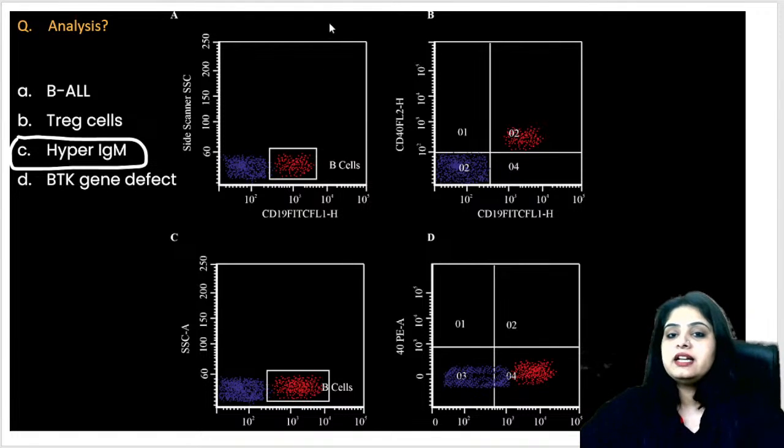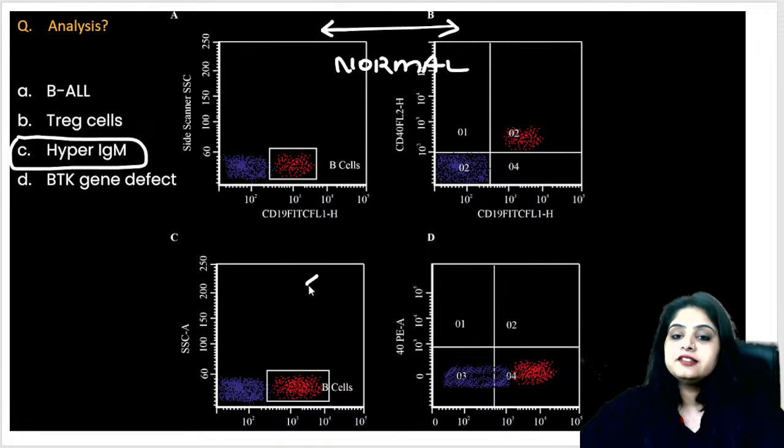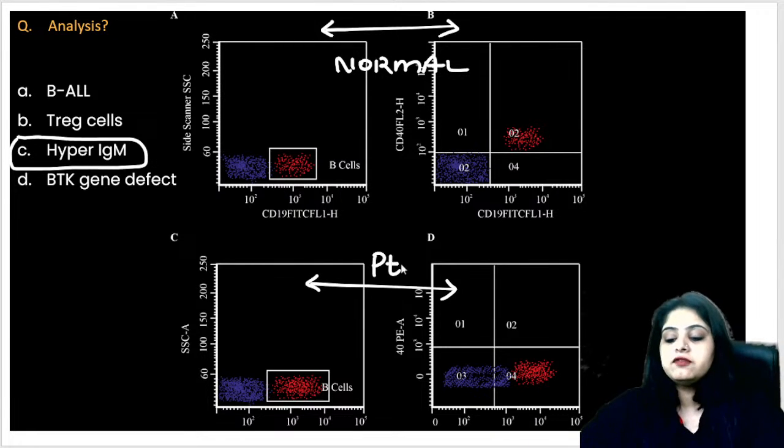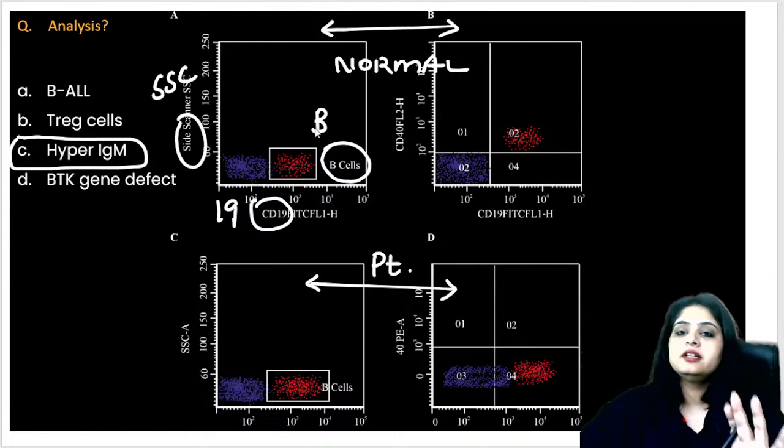So please note, the first two graphs that have been given are of a normal person, any normal person like you and I. The second two graphs that have been given are for a patient. What is written? CD19 is written and some side scatter is written. Side scatter I'm not bothered about. And the examiner is nice, he has labeled the red cells as B cells. The examiner has labeled it, so look at the red cells, concentrate only on the red cells. The red cell is the B cell.